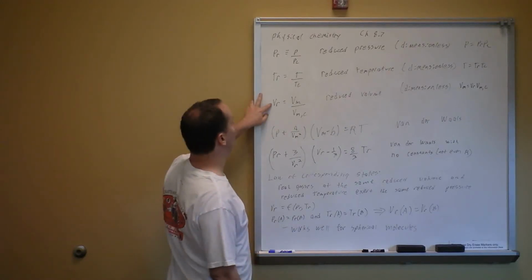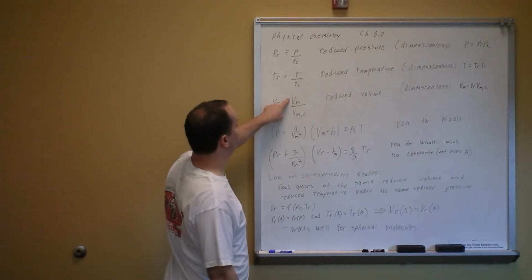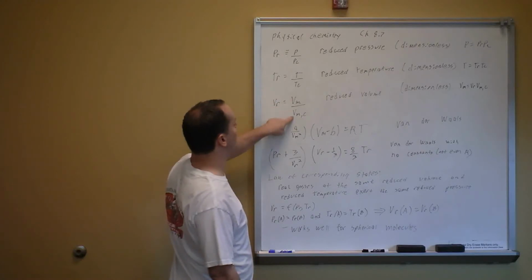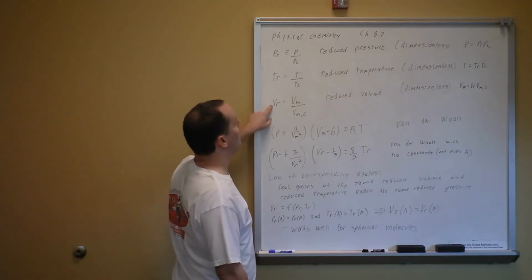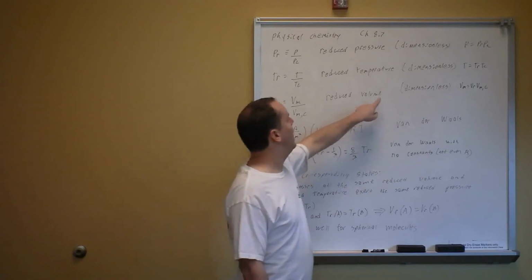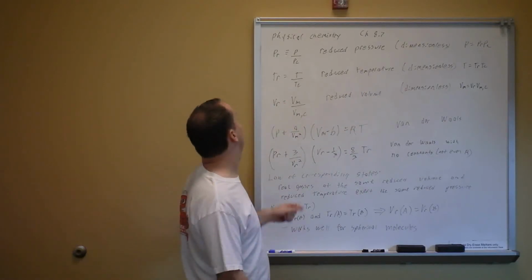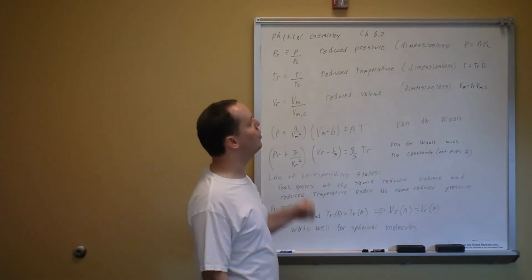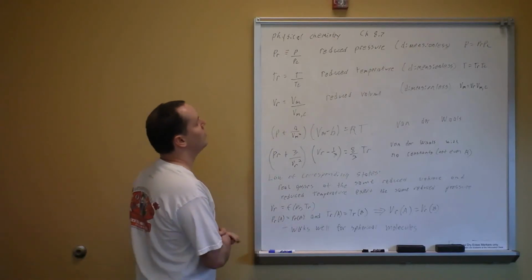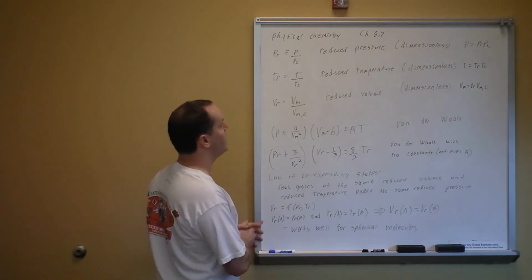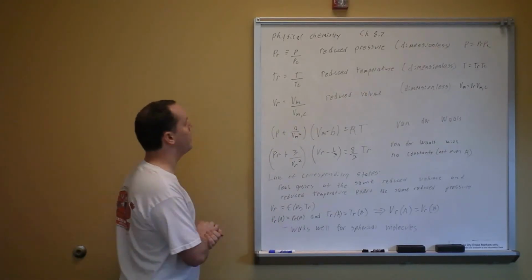Likewise, we're going to have reduced volume. If you take the molar volume and divide it by the molar volume at the critical point, that'll be our reduced volume. And this too is a dimensionless quantity. And again, you can solve for the actual molar volume just by multiplying reduced volume by the molar volume at the critical point.